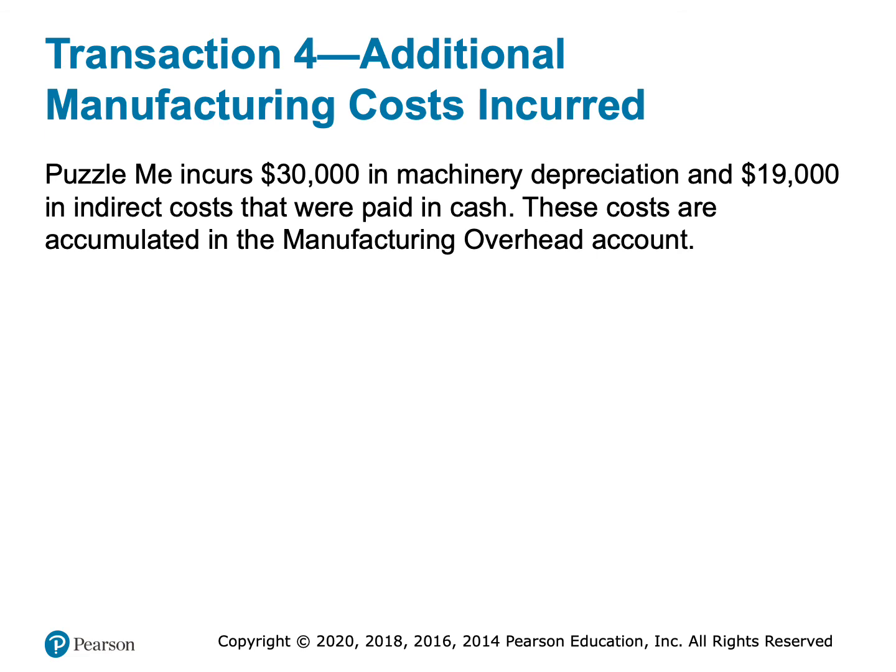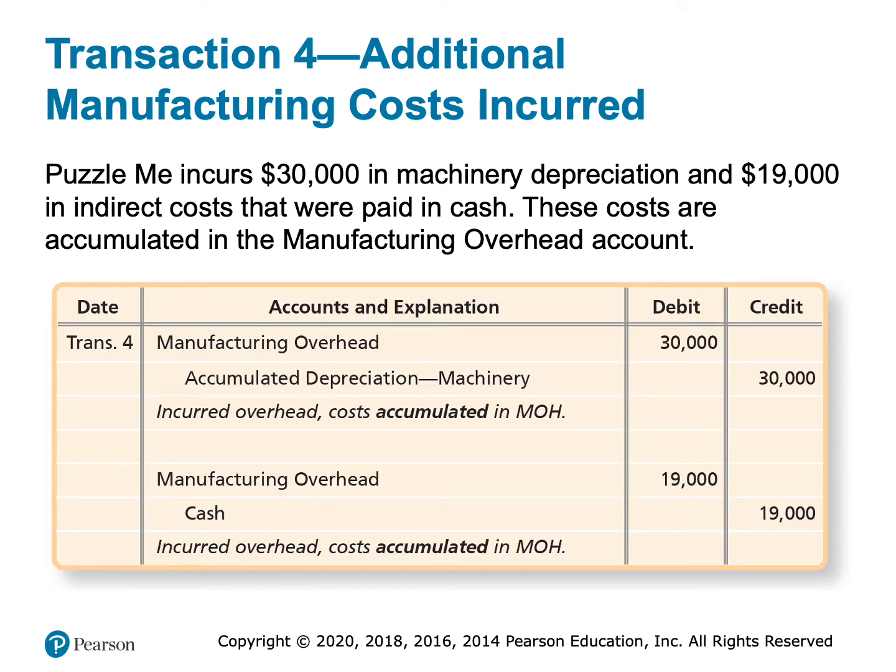So remember, machinery, normally we would debit depreciation expense, credit accumulated depreciation, but because this is depreciation on our factory machinery, we're going to debit that overhead account. And then for the various other overhead items that we paid in cash, we'll also debit overhead and we'll credit cash for those. So again, take a minute and post these to your T accounts also.